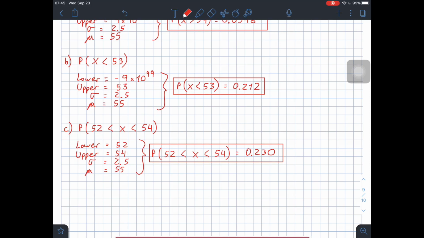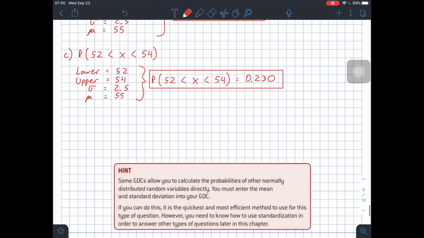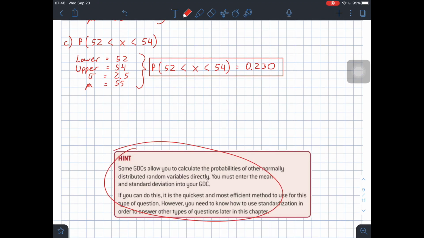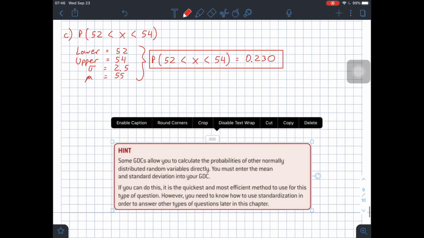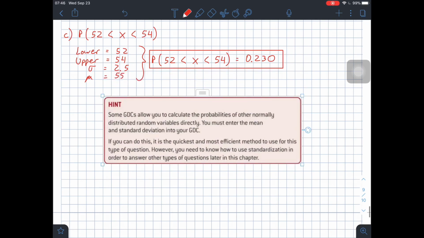Okay, so I think that's it. We have a hint right here, which says the following. This is what I explained to you. Some GDCs allow you to calculate the probability of other normally distributed random variables directly, which is our case, right? We can do this with our calculator. You must enter the mean and standard deviation into your GDC. If you can do this, it is the quickest and most efficient method to use for this type of question. However, you need to know how to use standardization in order to answer other types of questions later in this chapter, which is something that we're going to be looking at in future live sessions, okay?